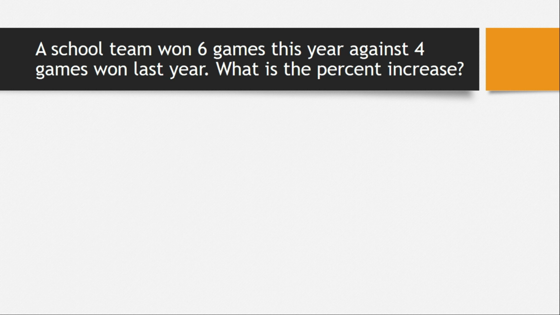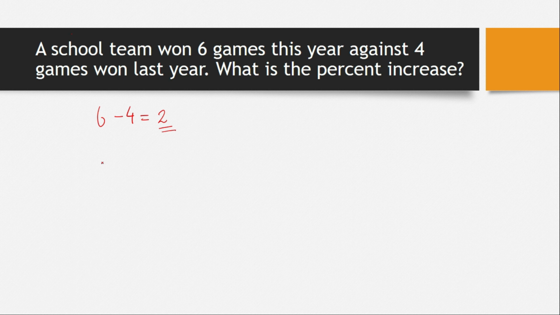The question is, a school team won 6 games this year against 4 games won last year. That means they have won 2 more games this year. So what is the percent increase? The solution is, how many games have they won more? This year they have won 6 games. Last year they have won 4 games. So the total number of games they have won more this year is 2.